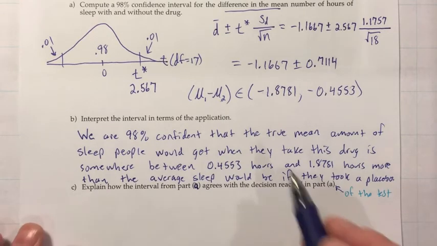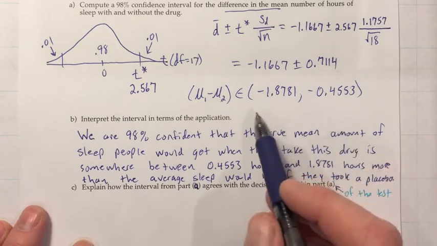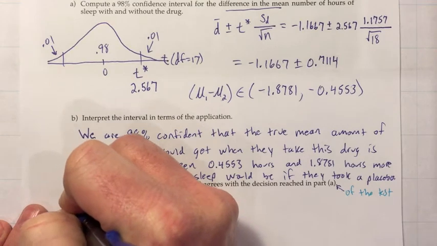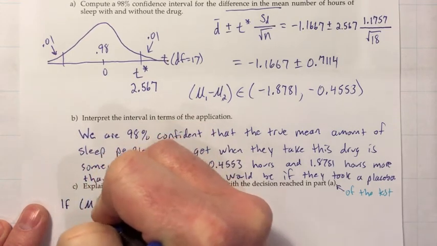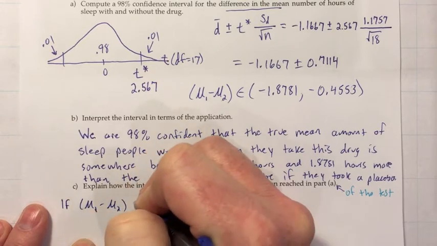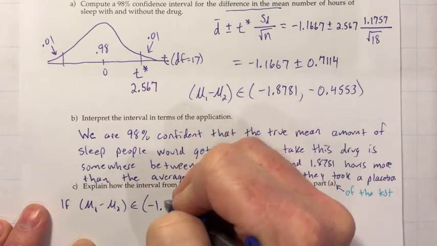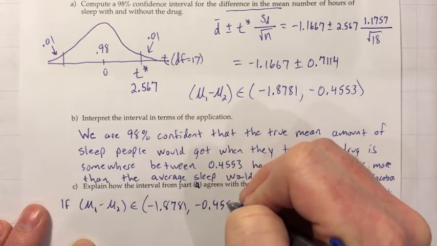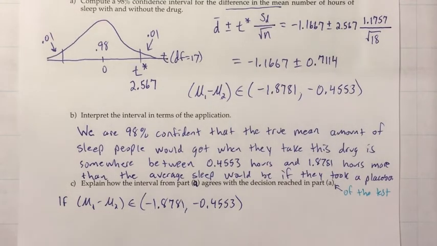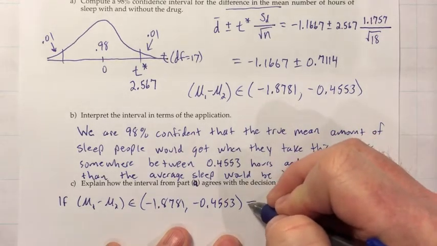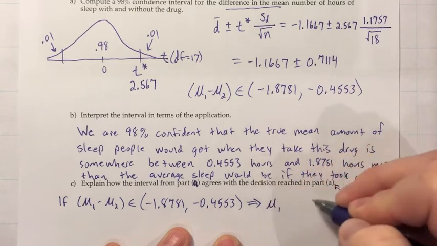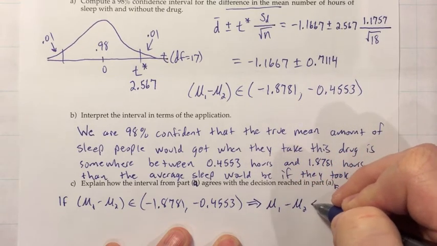All right, so when I do these, I always like to start off with the hypothesis test, and we don't know for sure that this difference is in there, but we're 98% confident. So I'm going to start this sentence off with the word "if." So if mu1 minus mu2 is an element of that range from negative 1.8781 to negative 0.4553, then what does that mean? Well, the first thing it means is that this difference must be negative. And the way we say that a difference is negative in math is to say the difference is less than 0. So that implies that mu1 minus mu2 is less than 0.